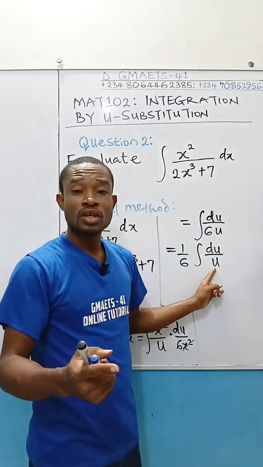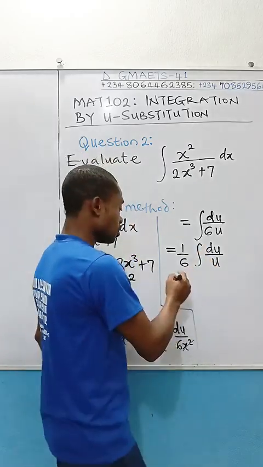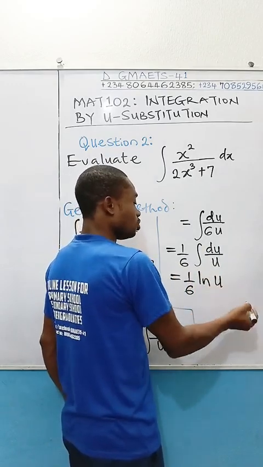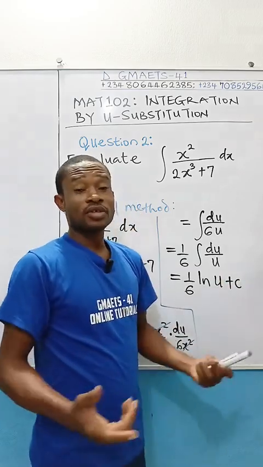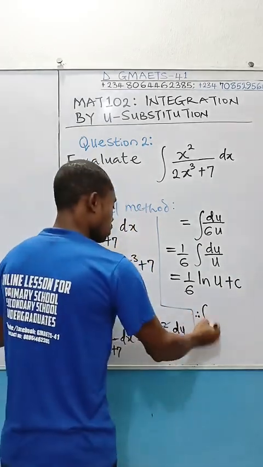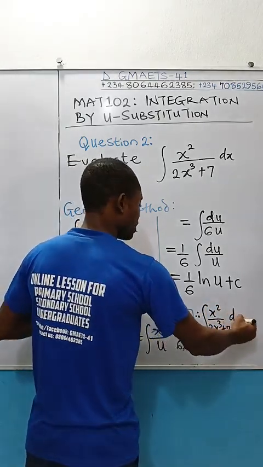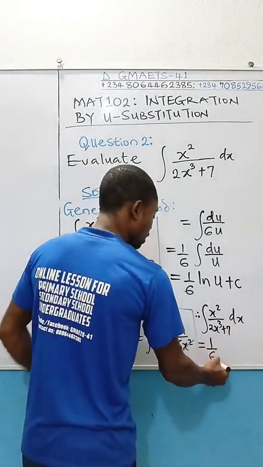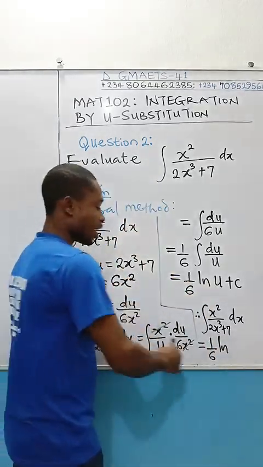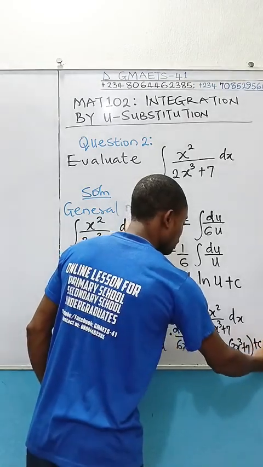The denominator is u. If you differentiate u, you're going to get du. That is exactly what you have in the numerator. So this is now going to be 1 over 6, then ln of the denominator, which is ln u, plus c. We have gotten our answer. Conclusion, therefore, the integral given to us, which is integral x squared all over 2x raised to the power 3 plus 7 dx is now equal to 1 over 6 ln, what is our u? Look at it, 2x raised to the power 3 plus 7 and then plus c.